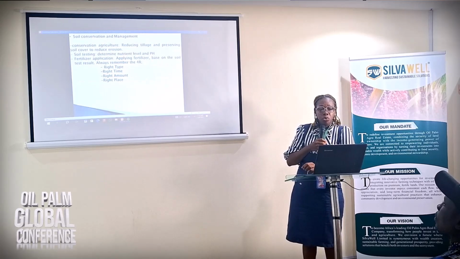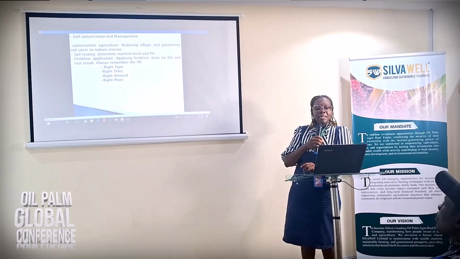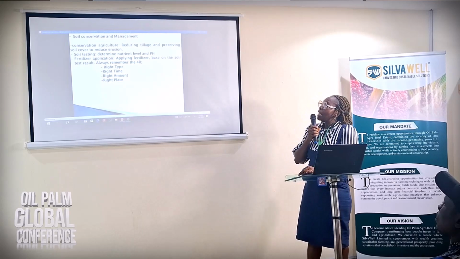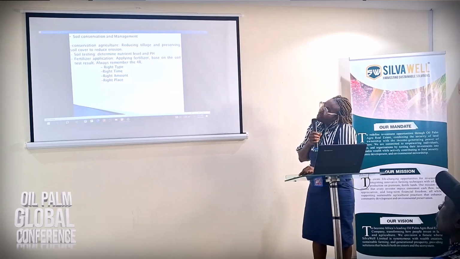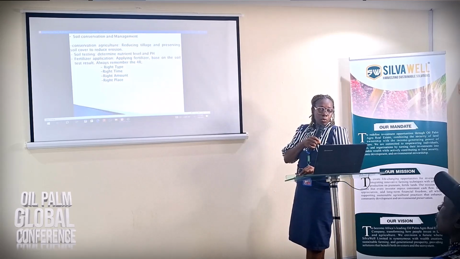Conservation agriculture: reducing tillage and preserving soil cover to reduce erosion. Soil testing: determining nutrient level and pH. Likewise, fertilizer application. Applying fertilizer is based on the soil test result, which was carried out earlier.